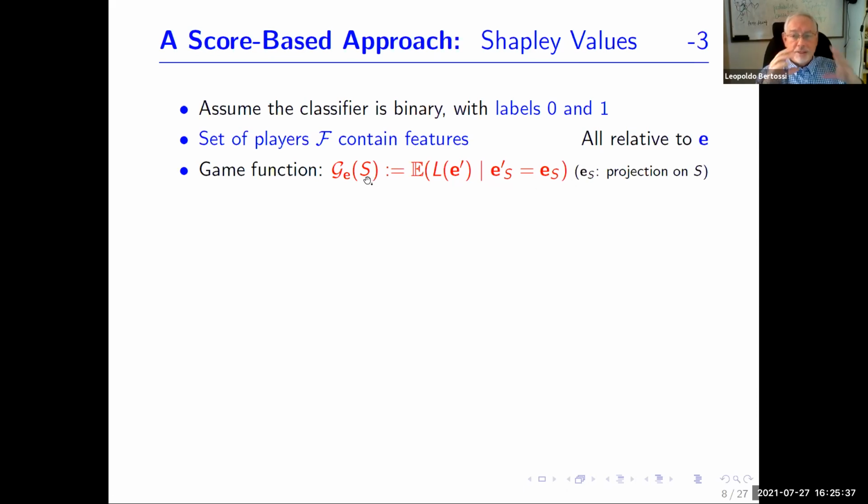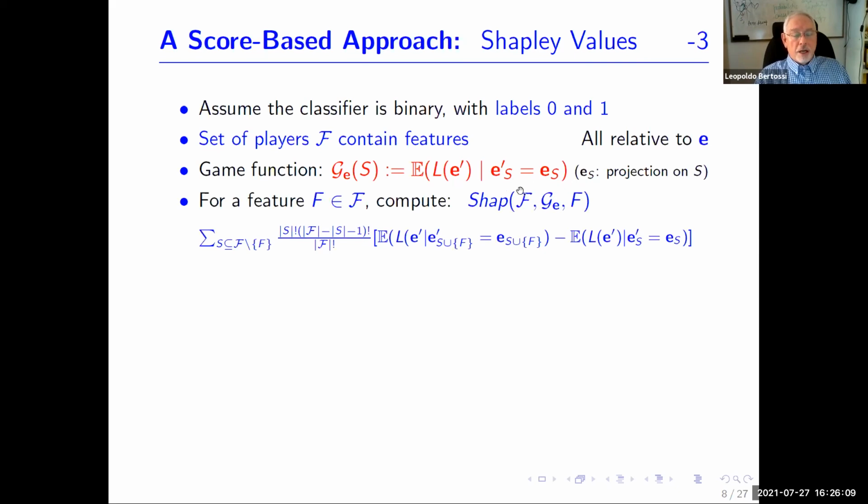That means we fix a set of features, we leave those values fixed, and we possibly change all the values for the other features outside S. So we are going to get many different possible versions of E that coincide with E in S, but possibly not in the other features. Then we classify the resulting entities and compute the expected value. This is going to be an average of the labels, basically.